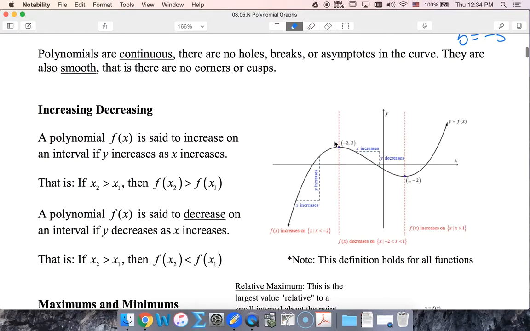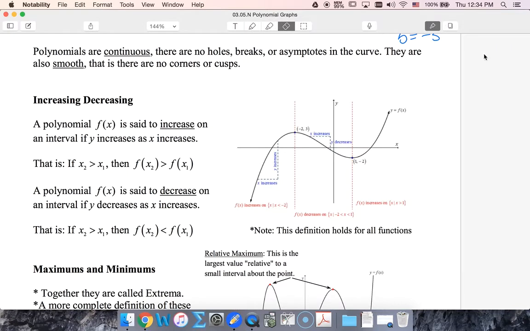So a corner, like if we had an absolute value graph where it sort of makes a V, then we don't have that with a polynomial graph. Let me change my pen width here.